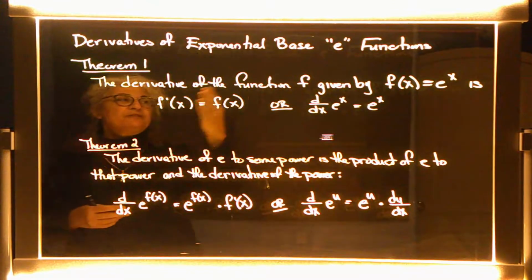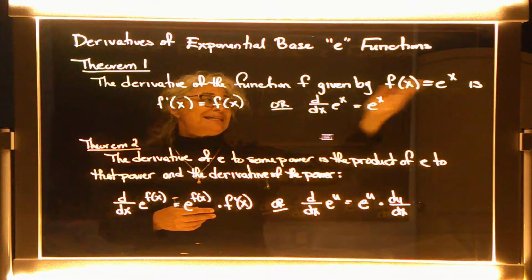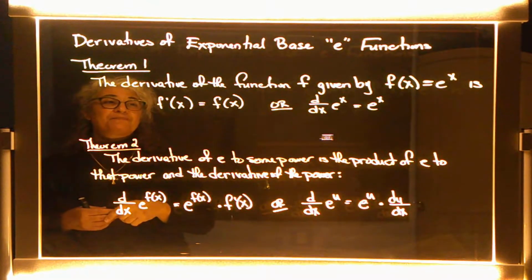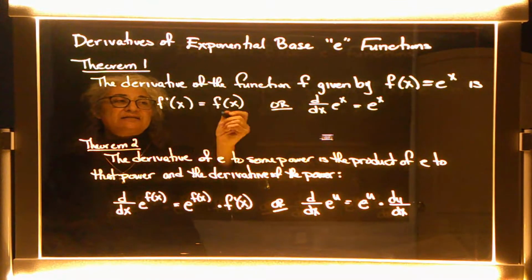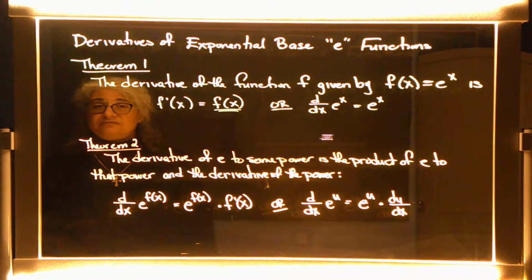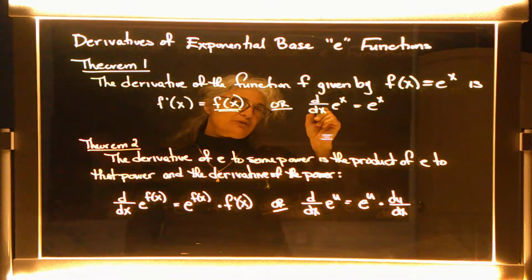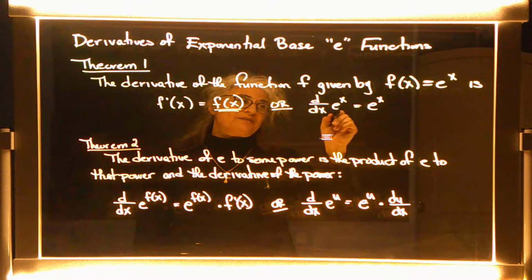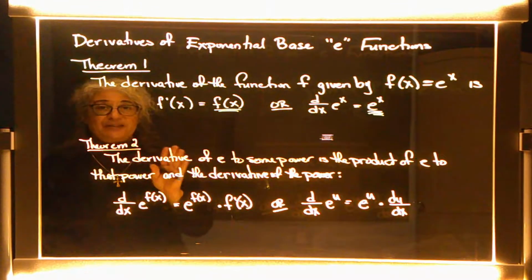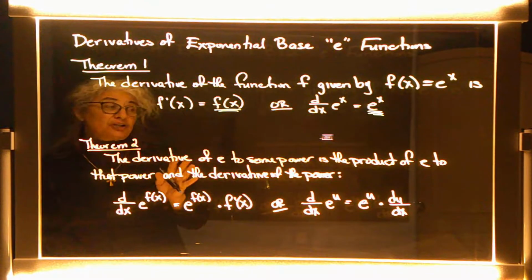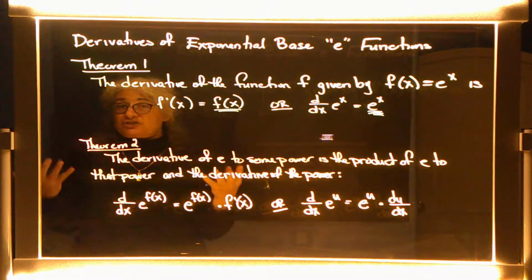It says the derivative of the function f, which is given by f of x equals e to the x, is... So, interesting. The derivative of the function is just the function. Another way of stating it is, if you take the derivative with respect to x of e to the x, you get e to the x again. You get the exact same thing back again. That's not changing. So that's kind of actually really nice. The derivative of e to the x is just itself.